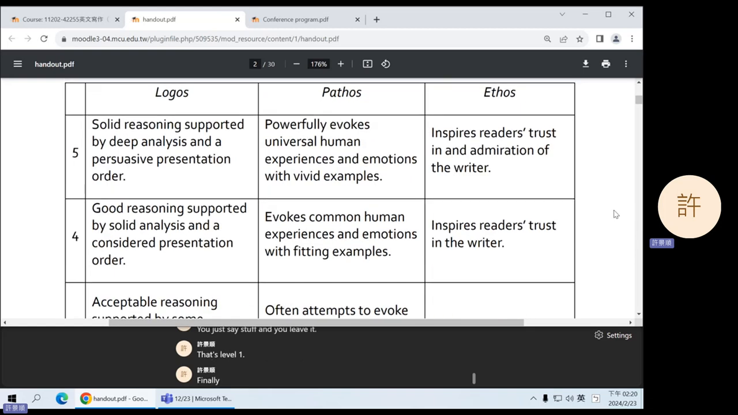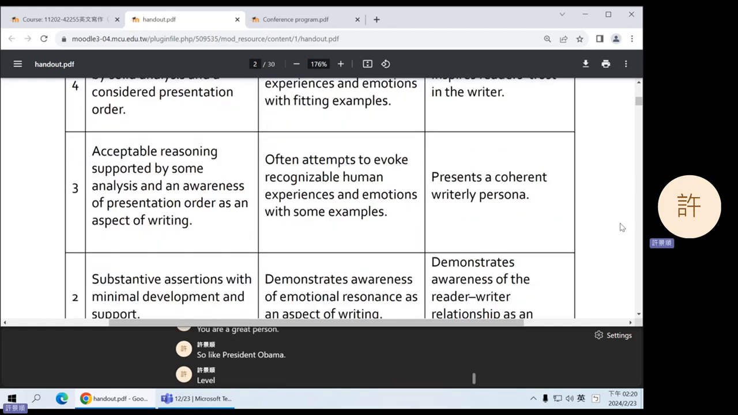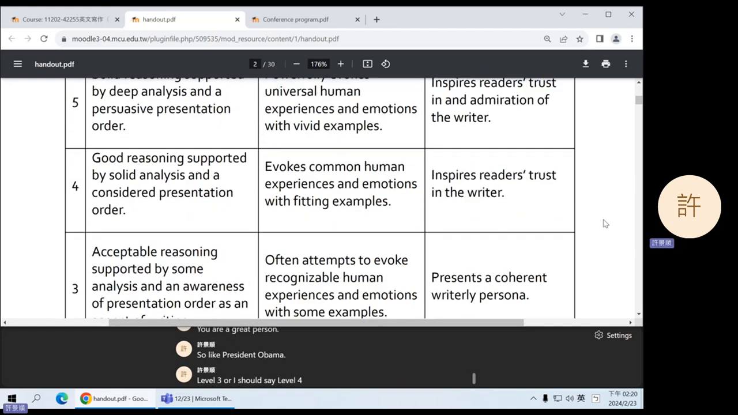Finally, ethos, level 5, inspires readers' trust in and admiration of the writer. So when I read your essay, I believe you and I think, wow, this is a great essay. You are a great person. So like President Obama. Level 3, or I should say level 4, inspires readers' trust in the writer. So if I believe you, but I don't feel that, wow, this is a great essay, you're a great guy, then you only get level 4.